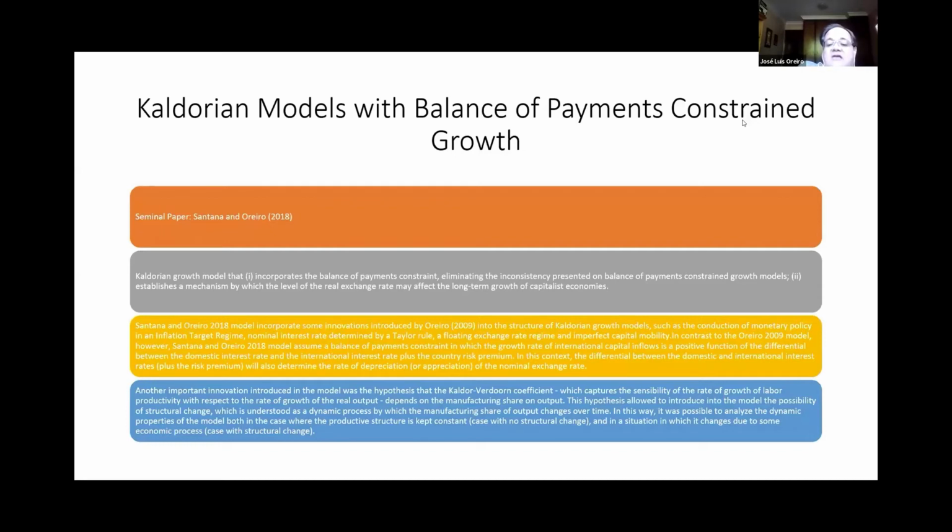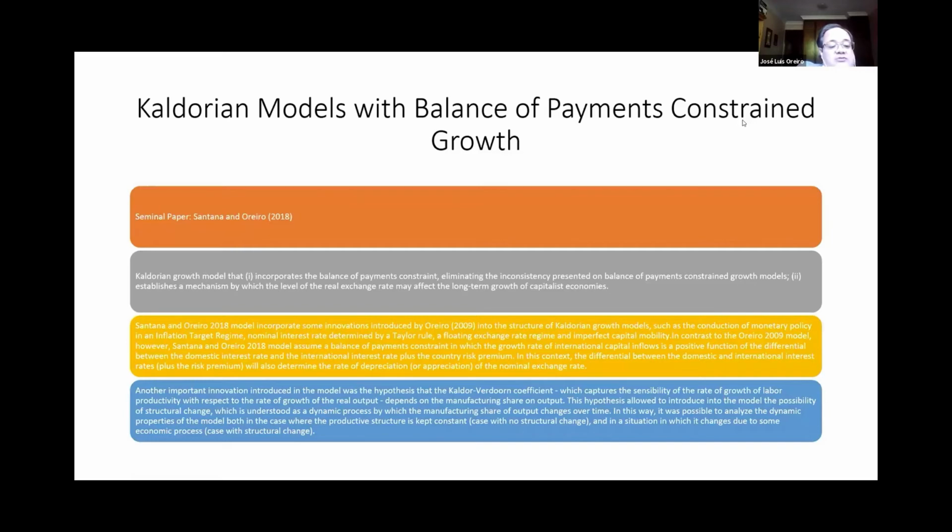of Kaldorian growth models, such as the conduct of monetary policy in an inflation targeting regime, with the nominal interest rate determined by a Taylor rule, a floating exchange rate regime, and imperfect capital mobility. In contrast to the Oreiro 2009 model, however, the Santana and Oreiro 2018 model assumes a balance of payments constraint in which the growth rate of international capital inflows is a positive function of the differential between the domestic interest rate and the international interest rate plus the country risk premium. In this context, the differential between the domestic and international interest rates plus the risk premium will also determine the rate of depreciation or appreciation of the nominal exchange rate.